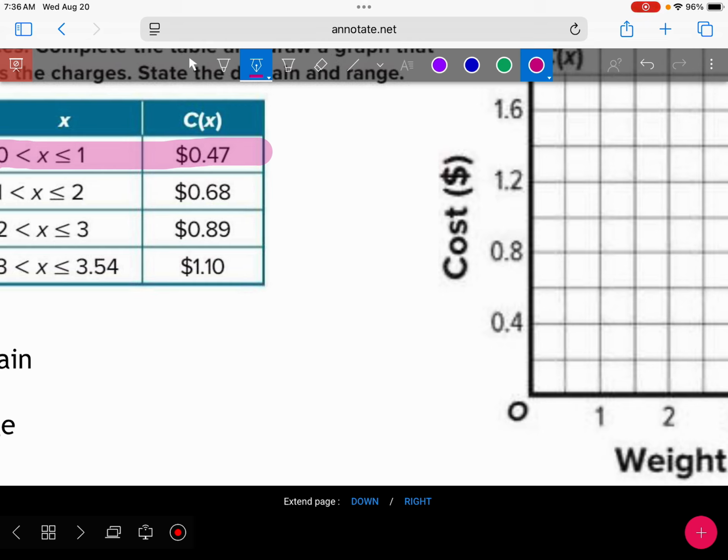Well, if we look at how this graph is counting, it's counting by 0.4 every 2 lines, instead of 0.2 each line, because they do weird things when they're counting here. So 47 is going to be right about in here. Since they have an equals to on the 1, my 1 ounce envelope also costs 47 cents. I'm going to put a dot right there.